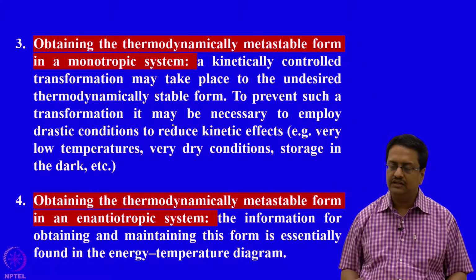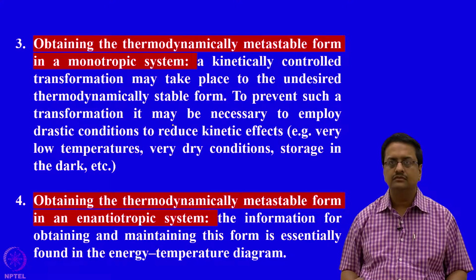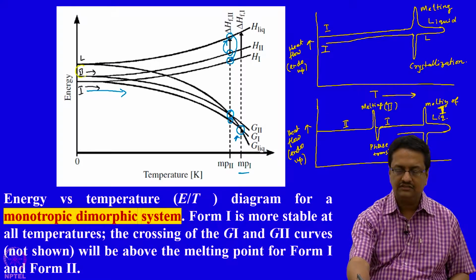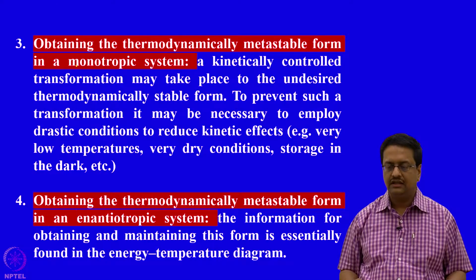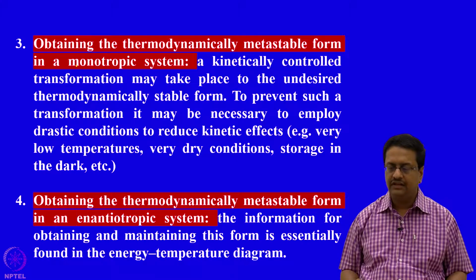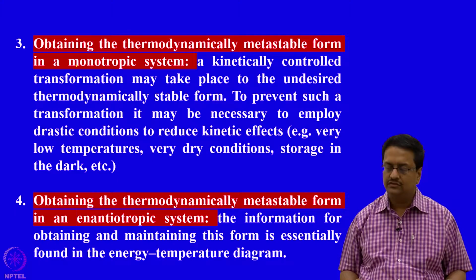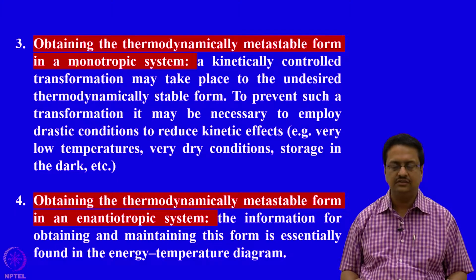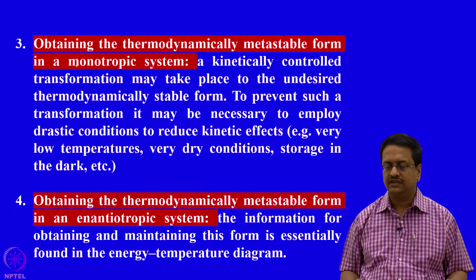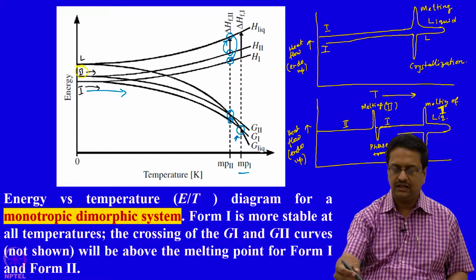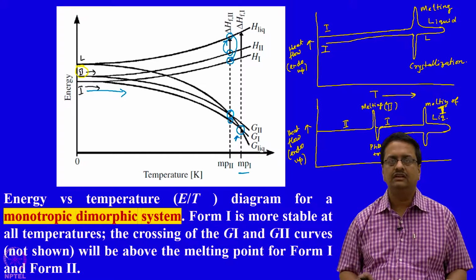Obtaining the thermodynamically metastable form in a monotropic system. As you know, in a monotropic system, the thermodynamically unstable or metastable form is form 2. So, a kinetically controlled transformation may take place to the undesired thermodynamically stable form. To prevent such a transformation, it may be necessary to employ drastic conditions to reduce kinetic effects, that is, very low temperature or very dry conditions, storage in darkness, etc. What we mean is, suppose we have formed form 2 in a monotropic system and we want to keep it trapped.